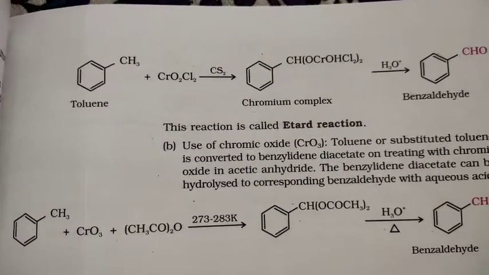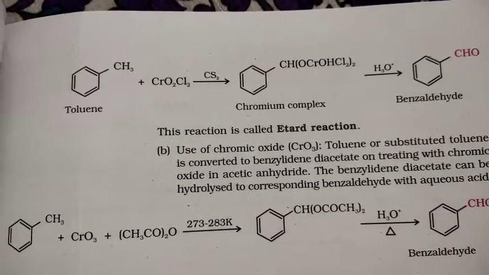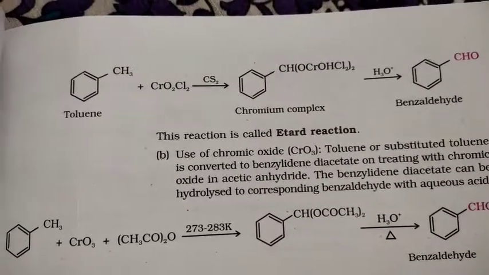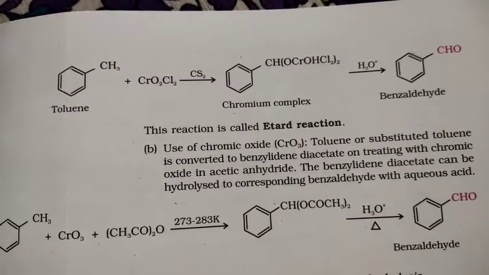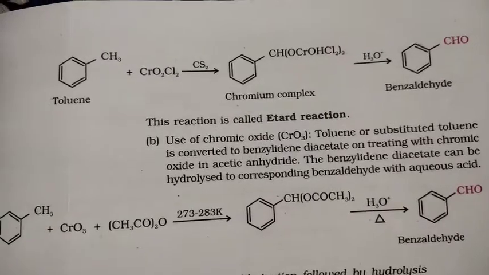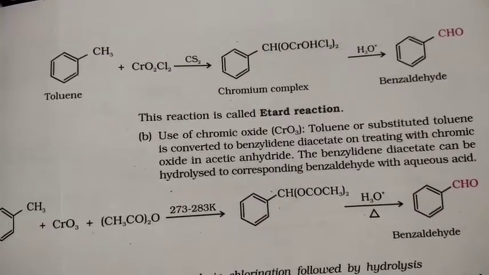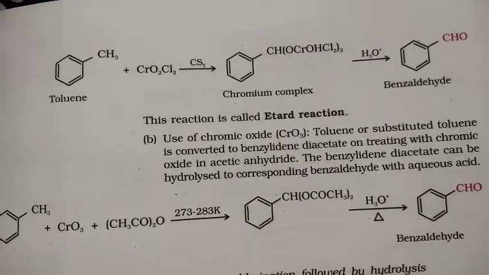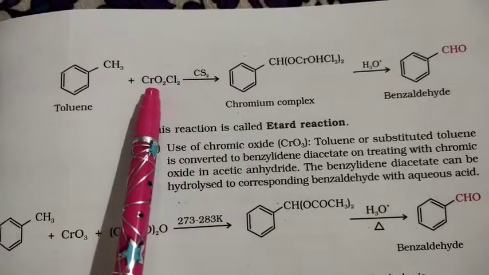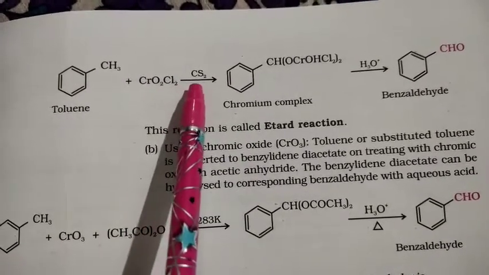Today we are going to discuss the formation of aromatic aldehydes, for example benzaldehyde, and that we are going to do with toluene plus chromyl chloride. One important thing here is that since no mechanism is required according to this syllabus, you don't have to search for the mechanism; instead just study the reaction directly. So here, toluene is reacting with chromyl chloride, which is CrO2Cl2, in the presence of carbon disulfide.